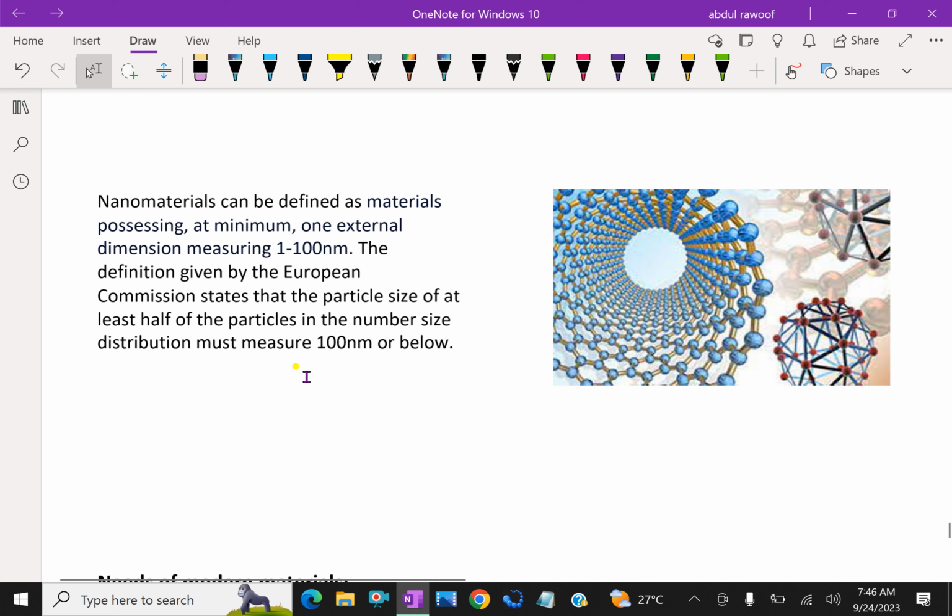One new material class that has fascinating properties and tremendous technological promise is the nanomaterial, which may be any one of the four basic types, that is metals, ceramics, polymers, or composites. However, unlike these other materials, they are not distinguished on the basis of their chemistry, but rather their size. The nano prefix denotes 10 to the power minus 9 meter.